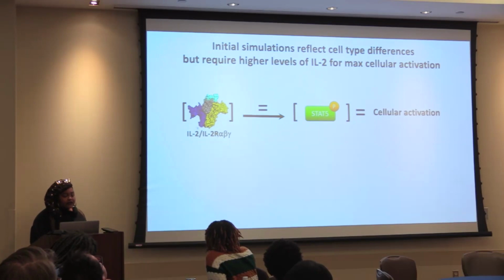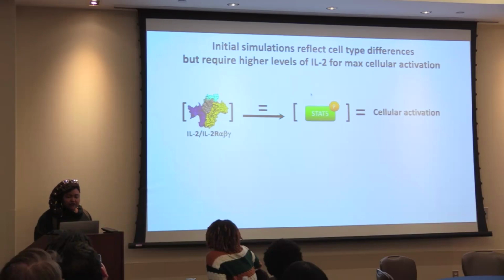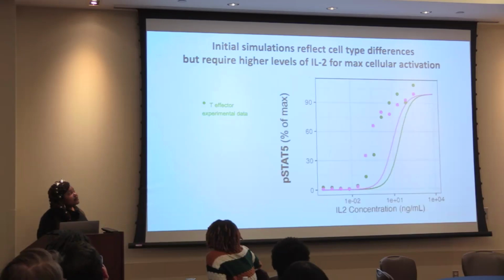If you take a look at this, we were assuming that the concentration of the ligand receptor complex was equal to the concentration of activated STAT5. And we were using activated STAT5 as a proxy for cellular activation. We were assuming a 1-to-1 ratio. And when we did that, this is the data that we got. So let's take a look at this.